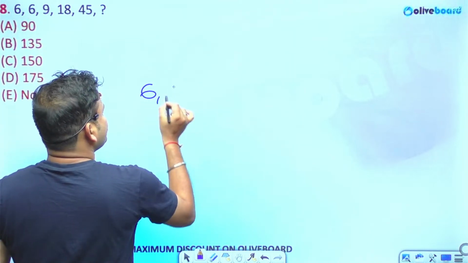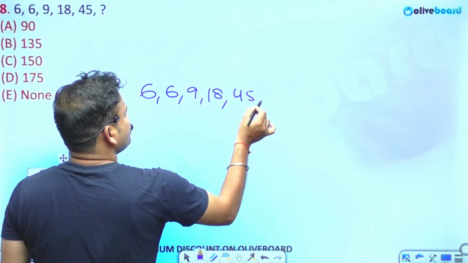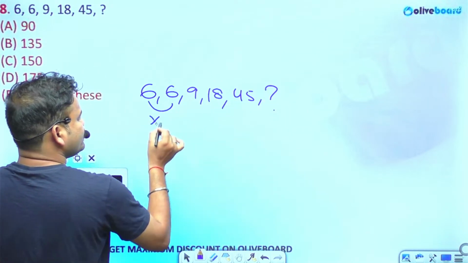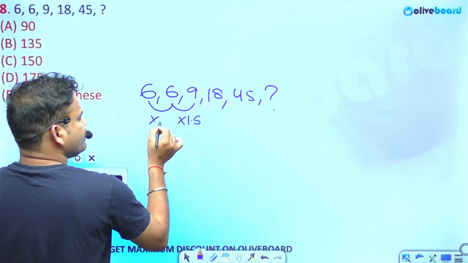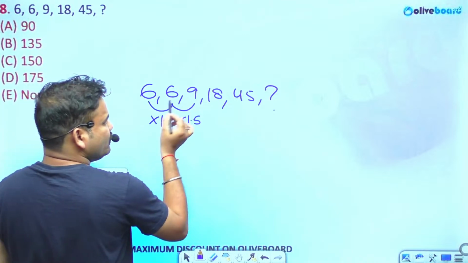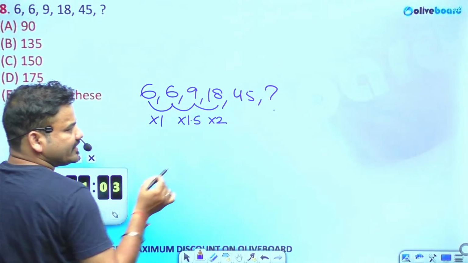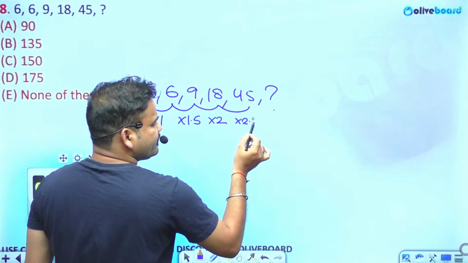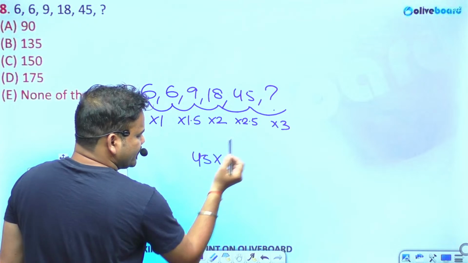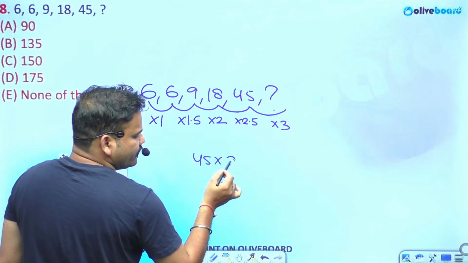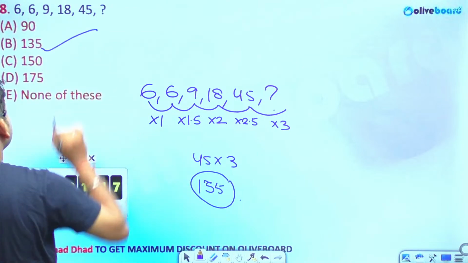So 6, 6, 9, 18, 45, so it's a product series. So 6 into 1, and this is 6 into 1.5. Fine, 6 into 1 is 6, 6 into 1.5 is 9, then an increment of 2.5, that is, 9 into 2 is 18. Then we have 18 times 2.5. So the result will be times 3. So 45 times 3, right? So that is equal to 120 plus 15, that is 135. So 135 is your result, which is option number B.